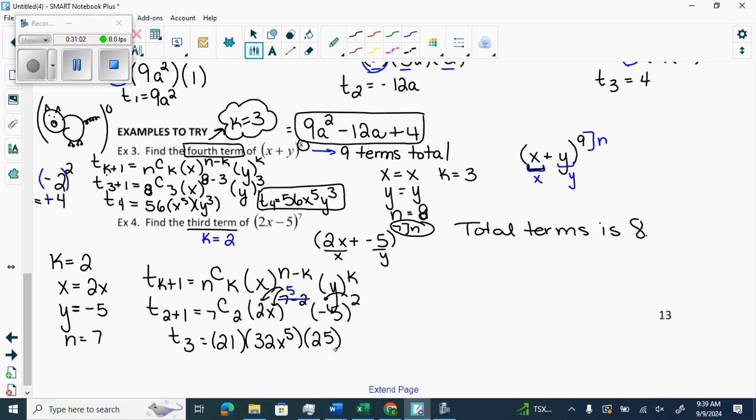Is that the term finalized? No, we have to go 21 times 32 times 25. What do we get? Big number, what is it? 16,800 x to the 5. Okay, flip over.